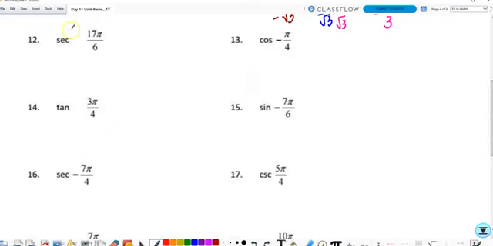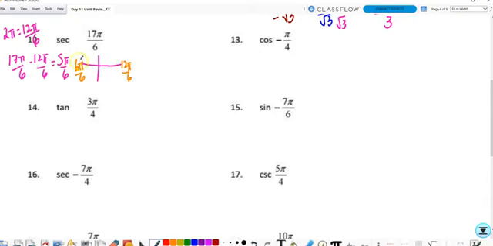17 pi over 6 is more than 2 pi, because I know 2 pi is equivalent to 12 pi over 6, because 12 over 6 is 2. So finding my coterminal angle, that's 5 pi over 6. So in common denominators, this pi is 6 pi over 6, 2 pi is 12 pi over 6, 5 pi over 6 is a little less than 1 pi.